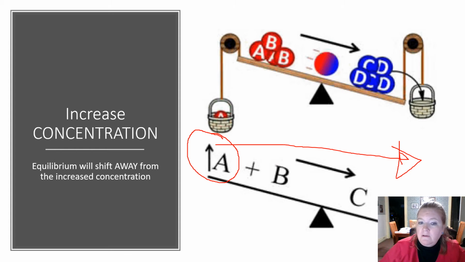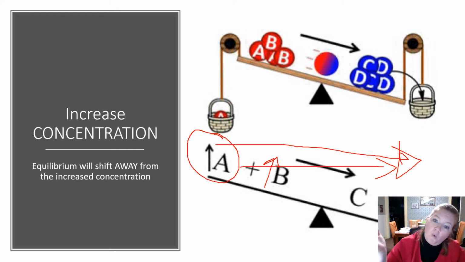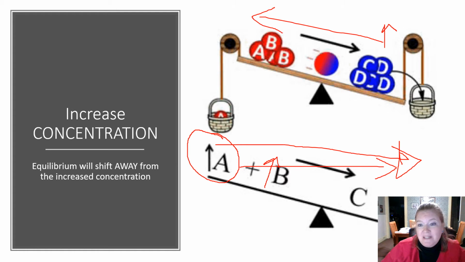What if instead we increased B? Same thing would happen. It would shift again this way to resolve the stress. The equilibrium will always shift away from what you increase. So if I increased something on this side, like C or D, the equilibrium would shift this way, to the left.